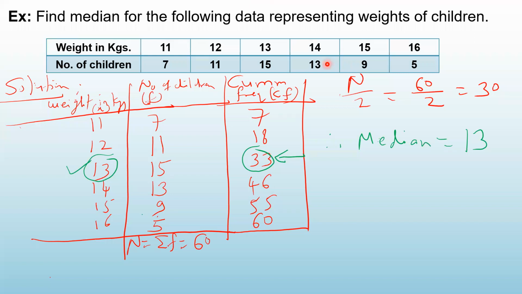Now here one thing I would like to point out. Many students, they make a mistake and they say कि median is 30. That is wrong. Median is not 30. Also median is not 33. Median is the value of the variable for which cumulative frequency is exceeding. So median is 13. Correct? Now let us solve one more problem. Okay.